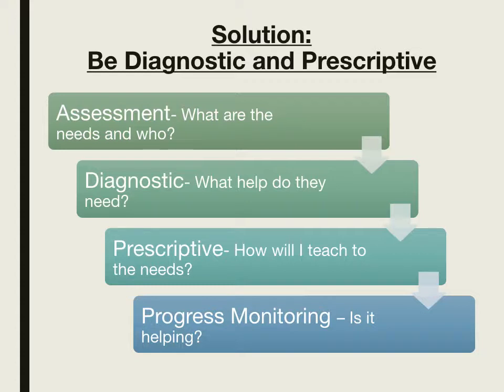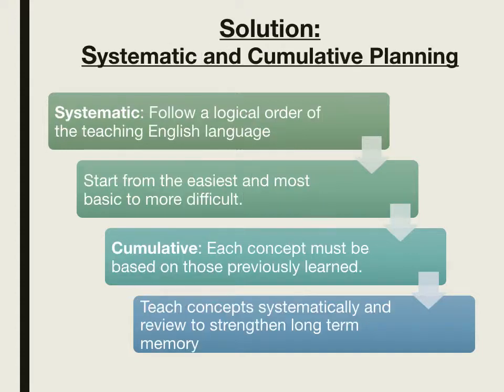So keep in mind, being diagnostic and prescriptive is using your observations about problem areas to determine what areas you need to explicitly instruct, so that your course of instruction is highly individualized for your students. This is based on structured literacy principles. If you combine this with a program that is backed with science, you're nearly there. The second solution is to be systematic and cumulative in your planning.